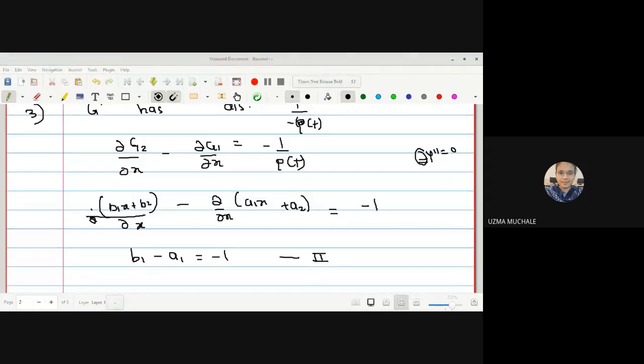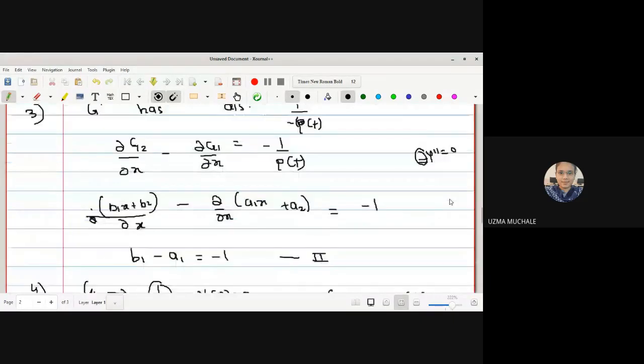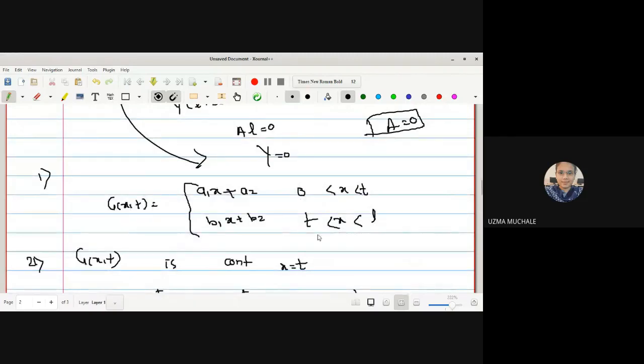And what is the next consideration? G1 and G2 must satisfy the boundary conditions. As they are a solution, they must satisfy your boundary conditions. G1 must satisfy the first boundary condition, right? What is the first boundary condition? y of 0 is equal to 0. And G2 must satisfy the second boundary condition, y of L is equal to 0. Why is this so? Because G1 is in the interval 0 to t and G2 is in the interval t to L.